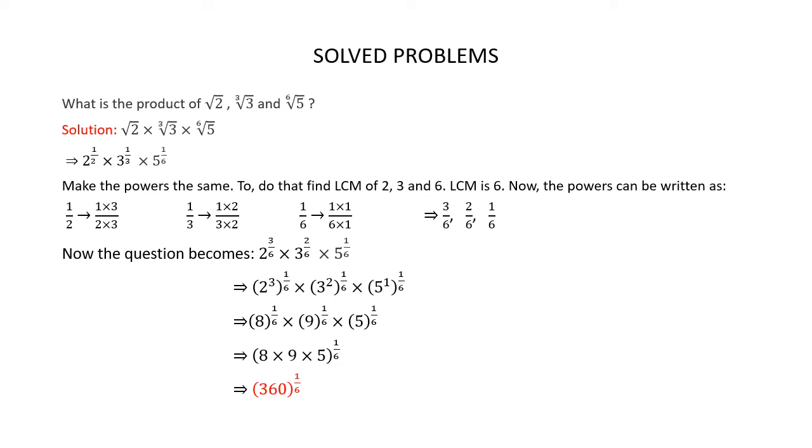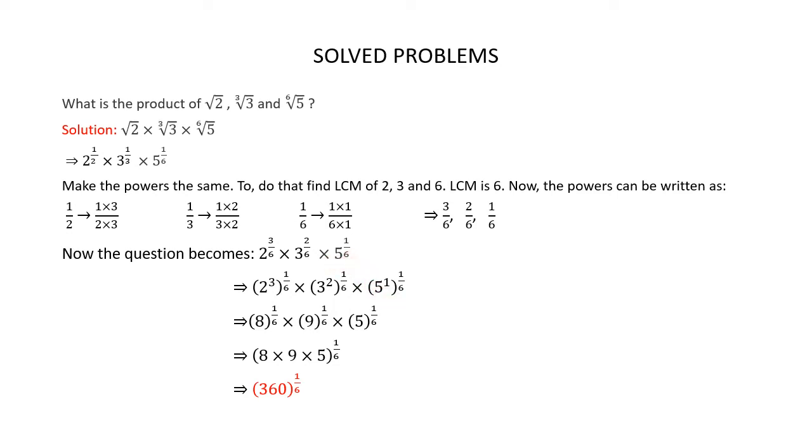Similarly, 2 by 6 can be written as 2 multiplied by 1 by 6. 2 multiplied by 1 by 6 is nothing but 2 by 6. So 3 raised to the power 2 by 6 can be written as 3 squared the whole raised to the power 1 by 6. And 5 raised to the power 1 by 6 can be written as it is.